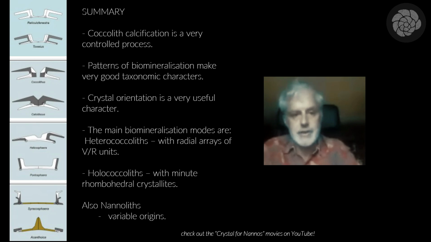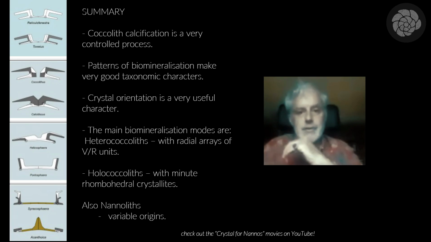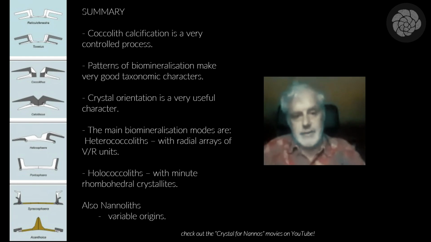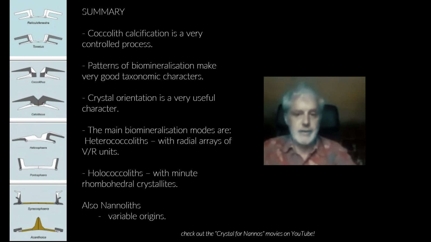It's a very controlled process, and in consequence of that, patterns of biomineralization make very good taxonomic characters. And so it's a fundamental basis to understanding the taxonomy and recognizing how we classify coccoliths. So crystal orientations are really useful characters. And just to recap, the main biomineralization modes are heterococcoliths, which start off with radial arrays of V/R units, holococcoliths with minute rhombohedral crystallites, and then we have nanoliths, which have variable origins.